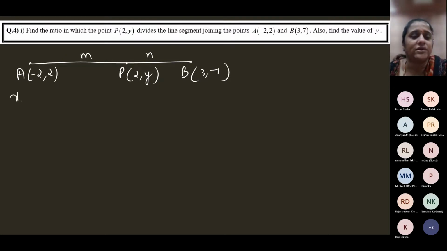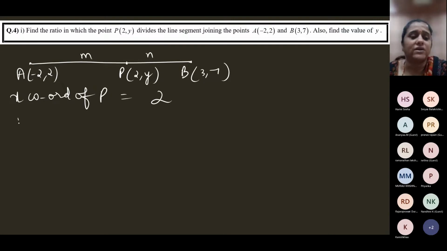So x coordinate of the point of division. P is dividing AB in the ratio m is to n. So you should use the x coordinate of only P, not the x coordinate of A or B, only the x coordinate of P, because P is the point of division. So x coordinate of P is equal to 2.